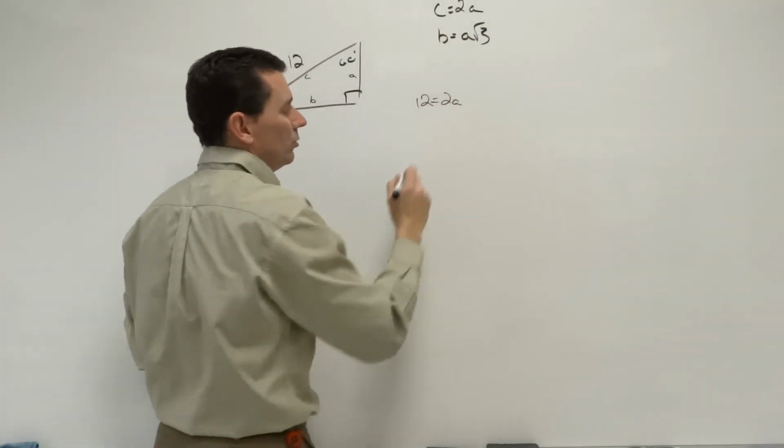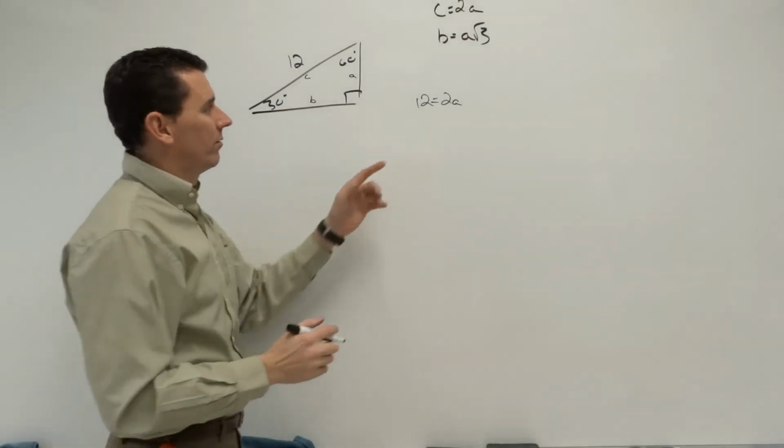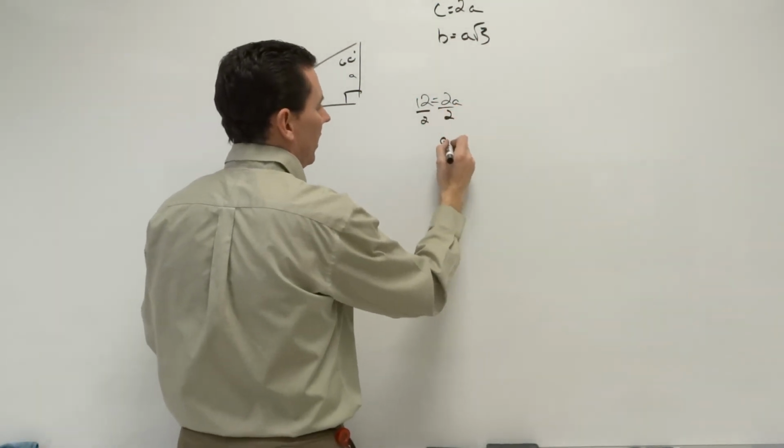12 equals 2 times A. Let's solve that for A. Divide both sides by 2. A equals 6.